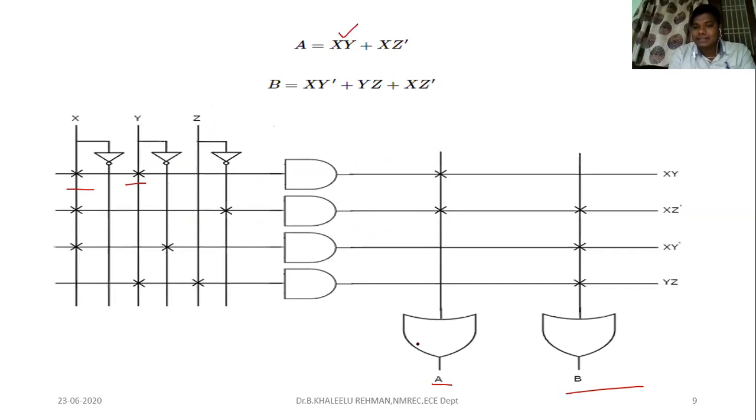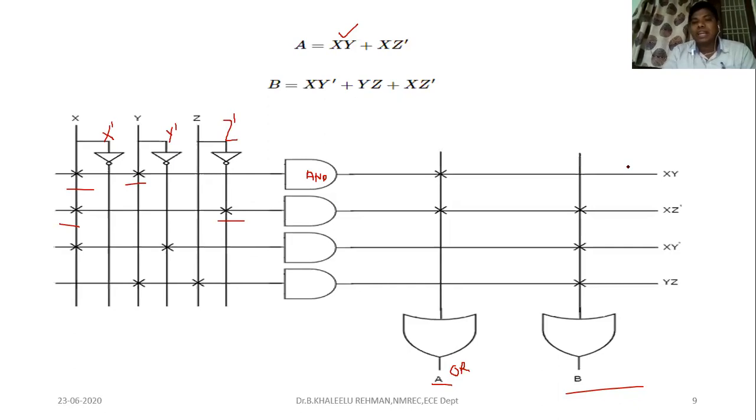This is the AND gate. This is the AND gate. This is the AND gate. And this is the OR gate. This is the OR gate. This is the OR gate. XY plus XZ complement, you can observe here. This is X and this is Z complement. If this is Z, this is Z complement. If this is Y, this is Y complement. This is X, this may be X complement. Now your output A is XY plus XZ complement. This is the implementation.